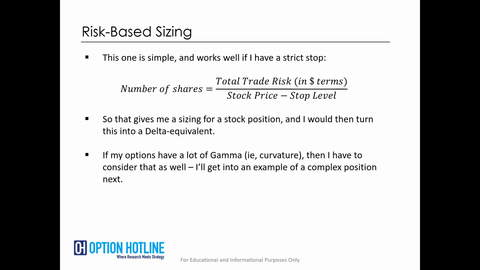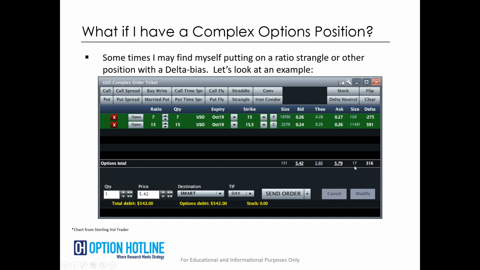So if I was doing it with a stock position, I would just take the total trade risk in dollar terms and divide it by the stock price minus the stop level. That gives me how many shares I can do. So I could take that and then do a delta equivalent, or more importantly, what if I'm doing something complicated? And I really want to do something with like a straddle or a strangle or something weird. Let's take a look at an odd example.